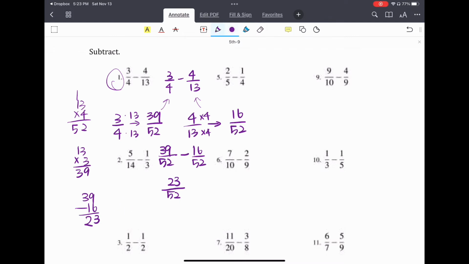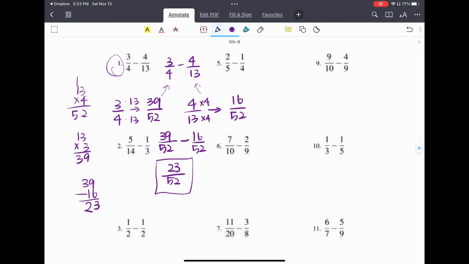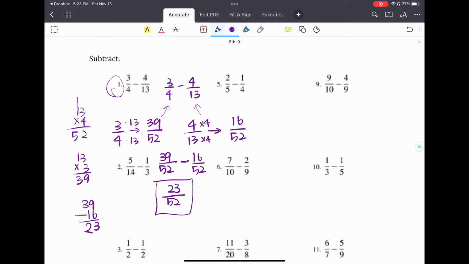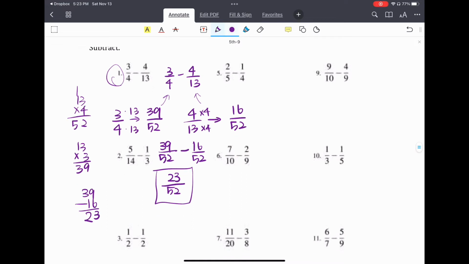So 23 over 52 is your final answer for number 1. So we're also going to do number 10 together. 1/3 minus 1/5.